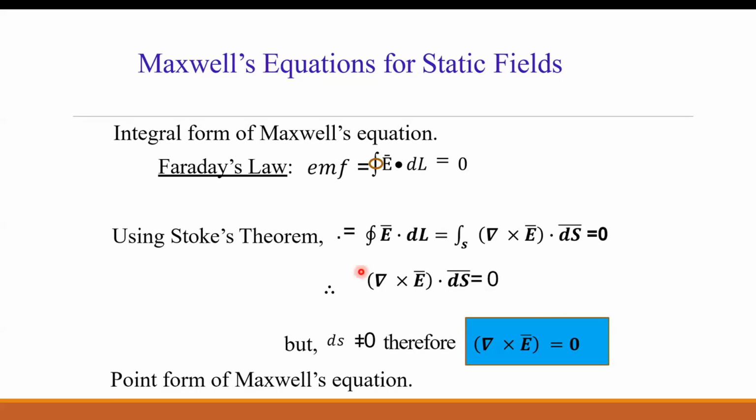So the point form, del cross E is equal to 0, is called the point form of Maxwell's equation derived from Faraday's law, and closed integration of E dl is equal to 0 is called the integral form of Maxwell's equation derived from Faraday's law, right? So this is the first Maxwell's equation. Del cross E is equal to 0 we obtain.